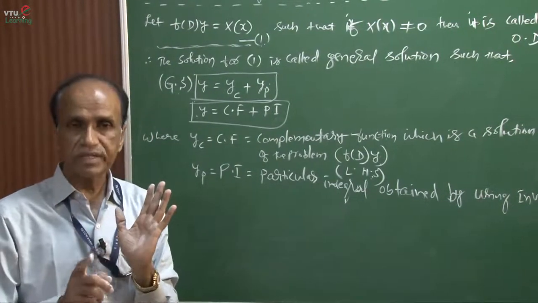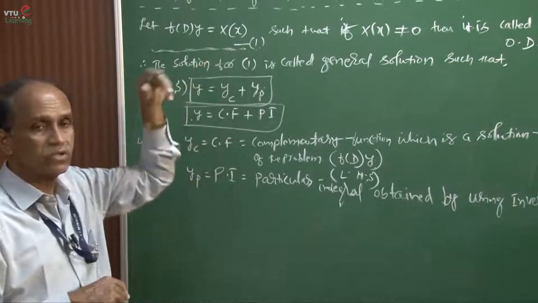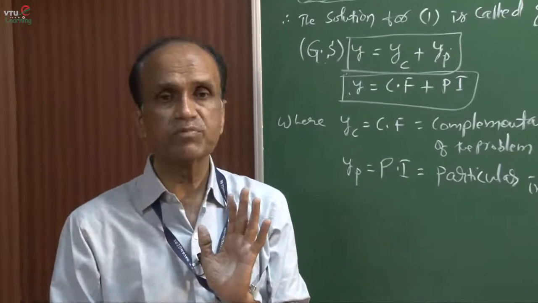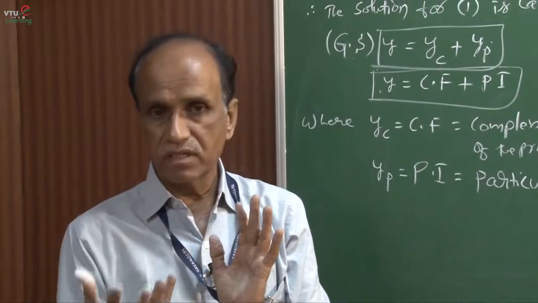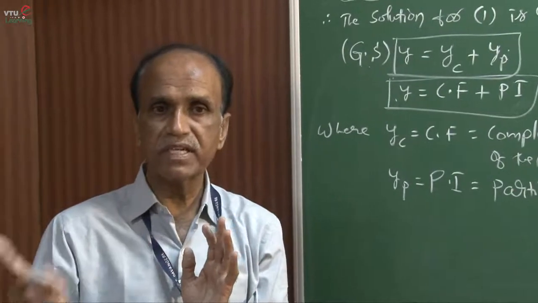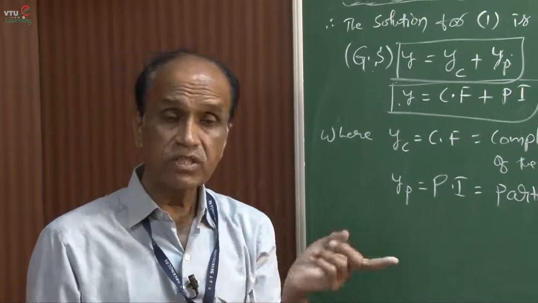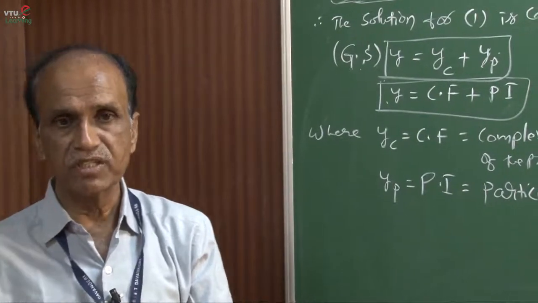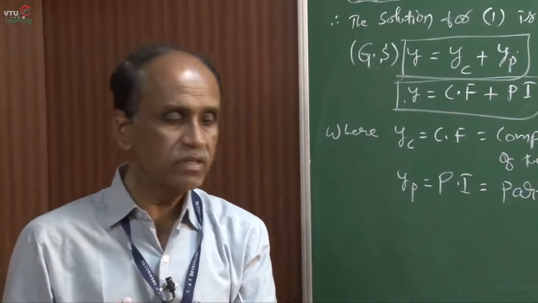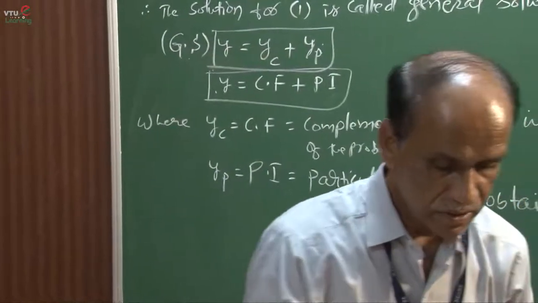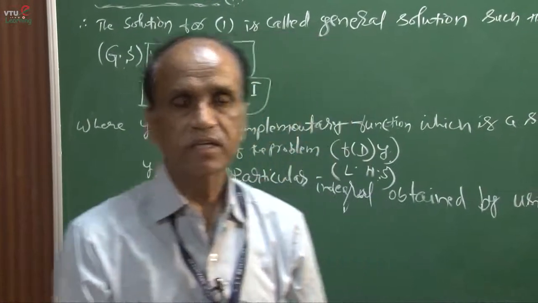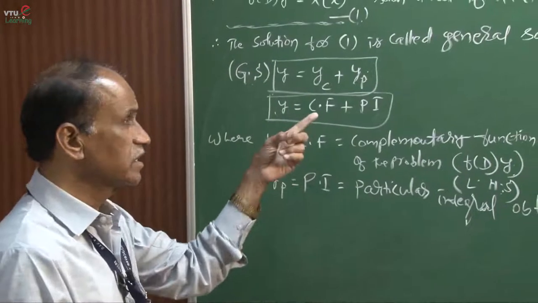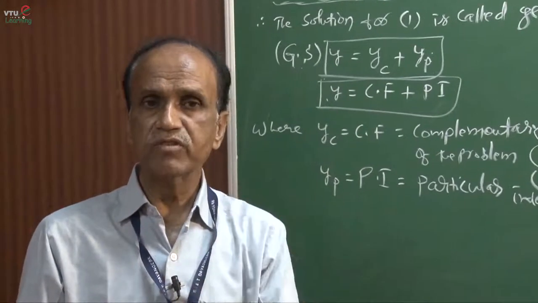to discuss totally 4 different cases. The first case is the right side X of x equal to exponential form, the second case is sine of ax plus b form, third case cos of ax plus b form, and the next case is a polynomial term, that is 1 plus x plus x square plus x cube plus x to the power of 4 and so on. Another case is the product of exponential and trigonometric function, product of exponential and polynomial term. But all these details are not for your syllabus. Your syllabus is for constant coefficients only. Then I will discuss 3 different cases: one is exponential form, another is trigonometric function, and one more is polynomial term using the inverse differential operator.